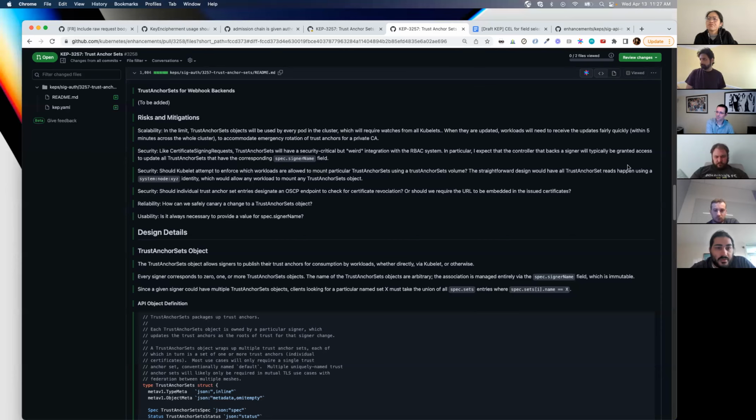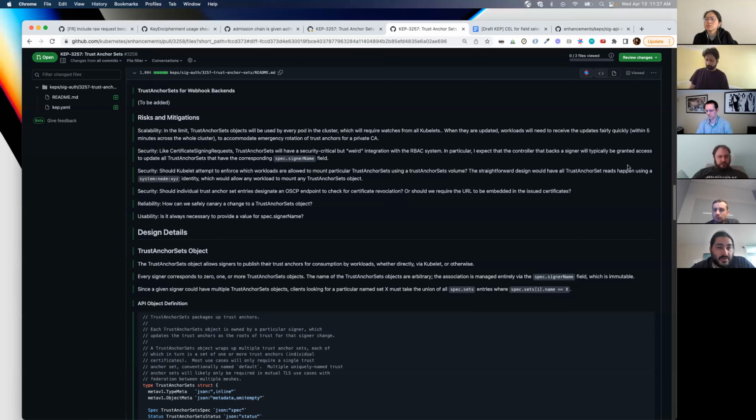I think we discussed the next question about the weird RBAC integration. We decided not to do that. Security, and we've also discussed should kubelet attempt to enforce which workloads are allowed on particular trust anchor sets. We decided if we want this, then it needs to happen during admission. And we probably do not want it.